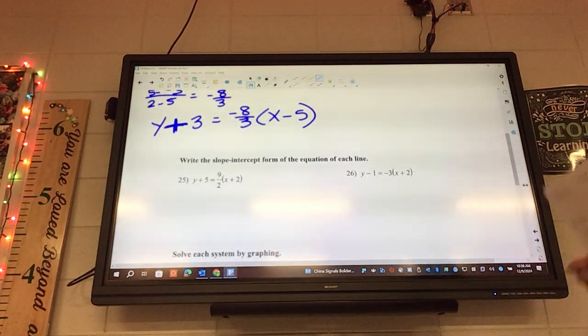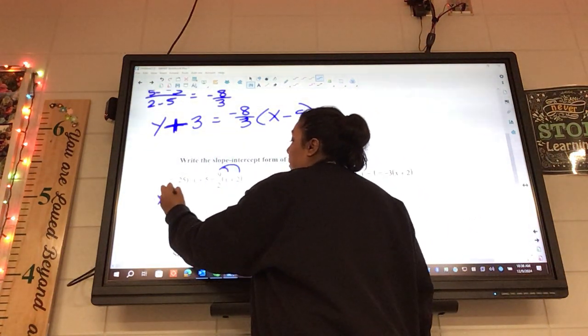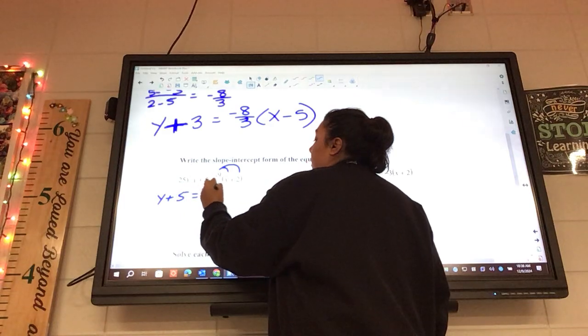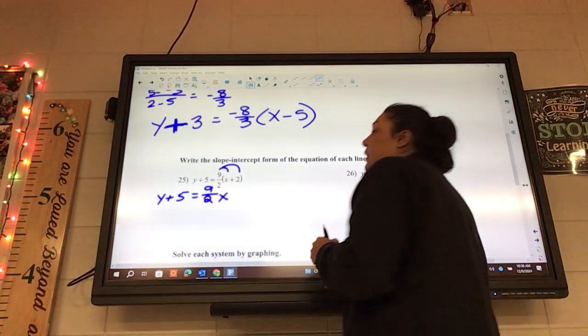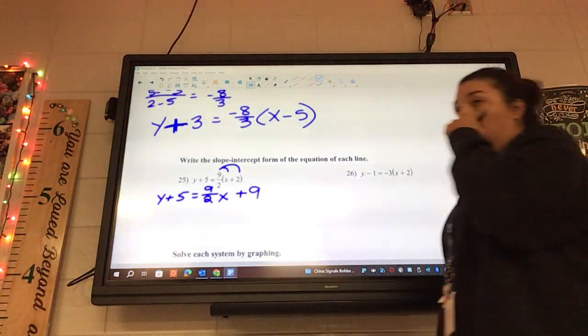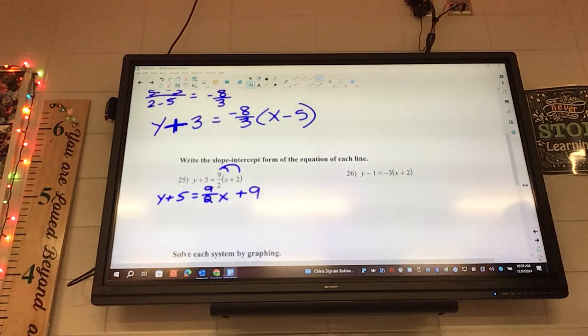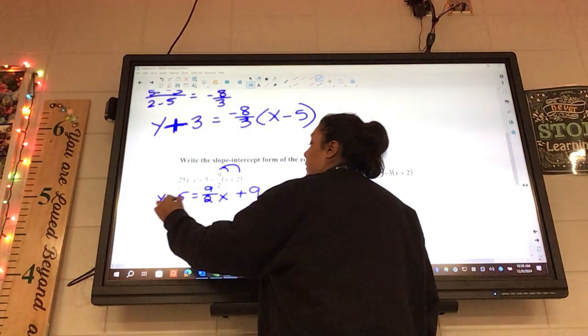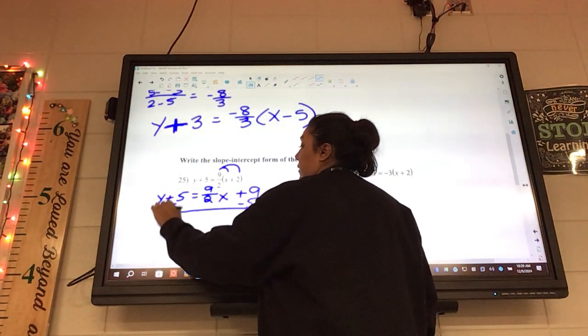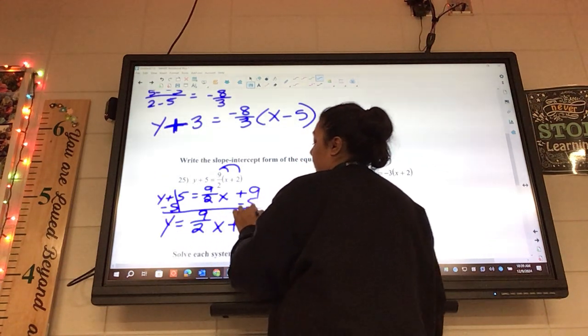Okay, 25 says write the slope-intercept form. Our first step is gonna be to distribute. Okay, so we're gonna get y plus 5 equals 9 over 2 times x is 9 over 2x. 9 over 2 times 2 is gonna be a positive 9. Okay, and then are we gonna add or subtract? Subtract 5 from both sides. So we get y equals 9 over 2x plus 4.